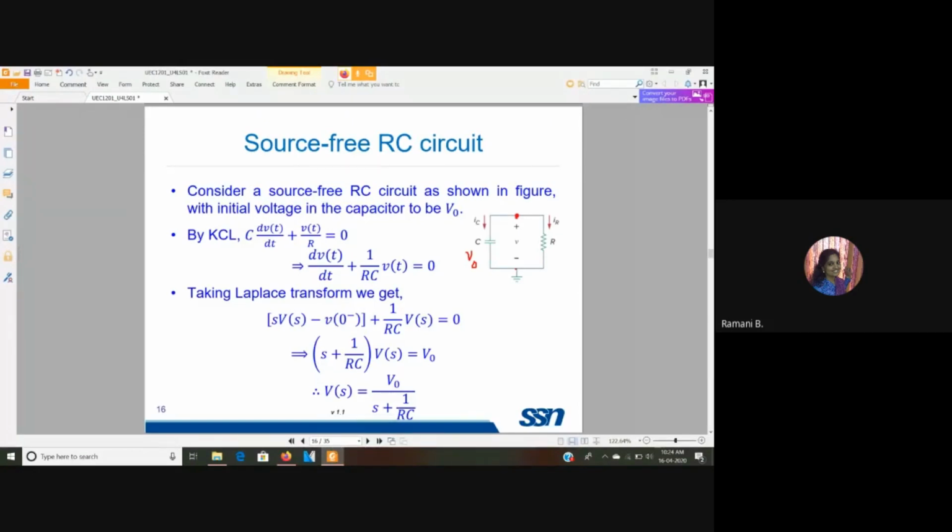So again, making the coefficient of the first order term 1, we have dV/dt plus 1/RC V(t) equal to 0. Now here again, taking the Laplace transform, this is the same thing. Here V(0-) is V0, as we have considered the initial charge in the capacitor to be V0. So with respect to that, we have V(s) equal to V0 by (s plus 1/RC).